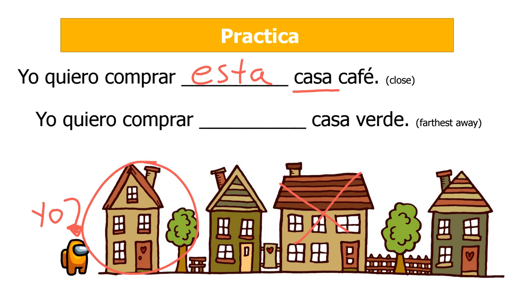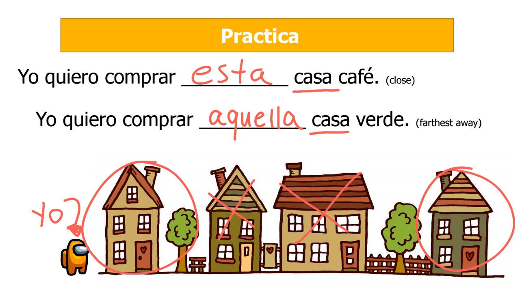Yo quiero comprar blank casa verde. And this one tells us that we're talking about the one that's farthest away. All right. So it's not this greenhouse. It is this greenhouse. And it's very, very far away. Right. So we're still working with a singular feminine noun. But we are going to use a different adjective because we're talking about the one that's furthest away. So we're going to use aquella. Yo quiero comprar aquella casa verde. So I want to buy that house, way over there or all the way down there.